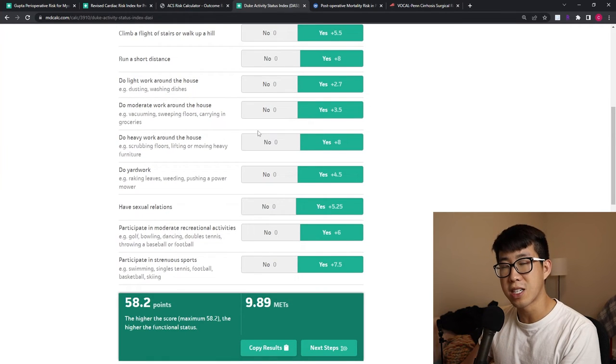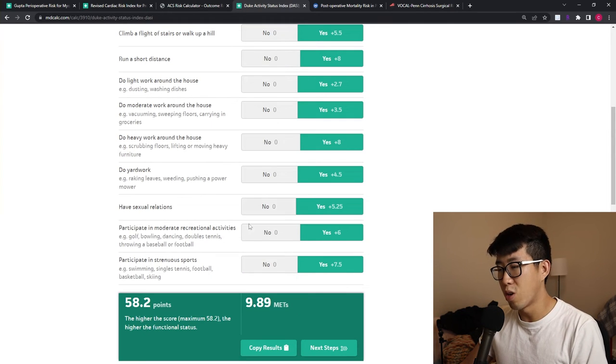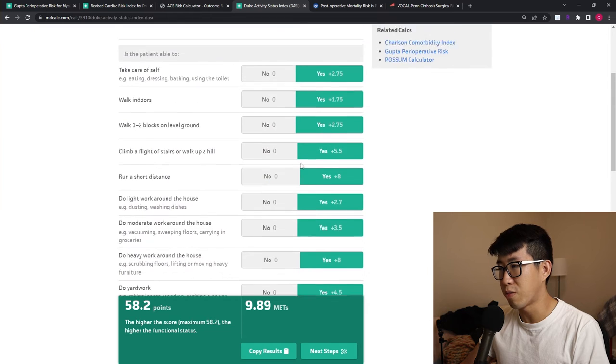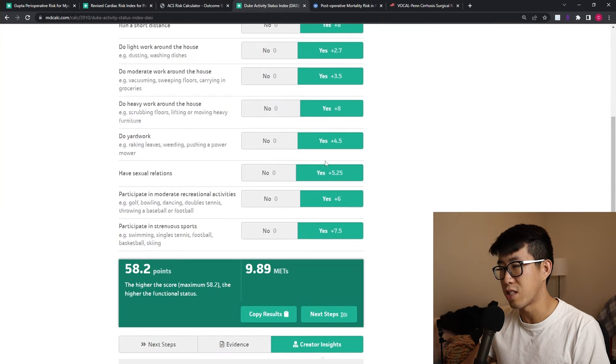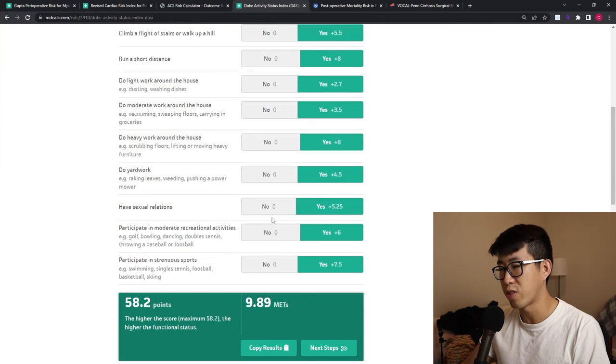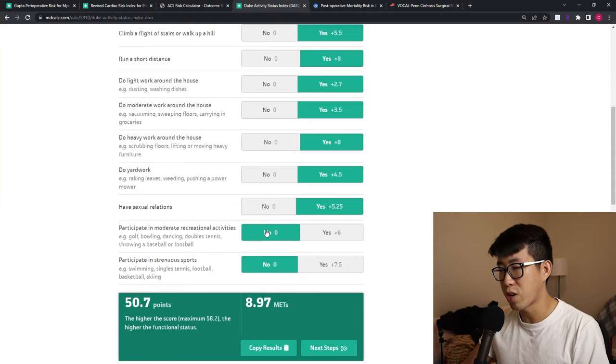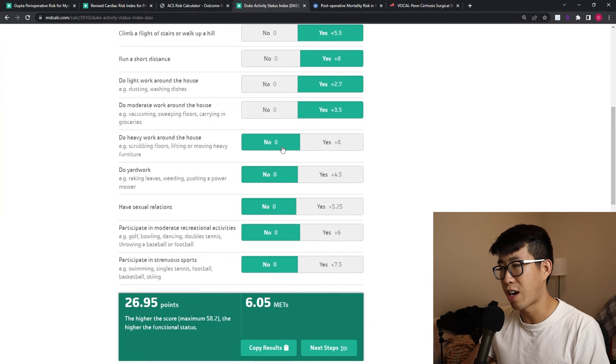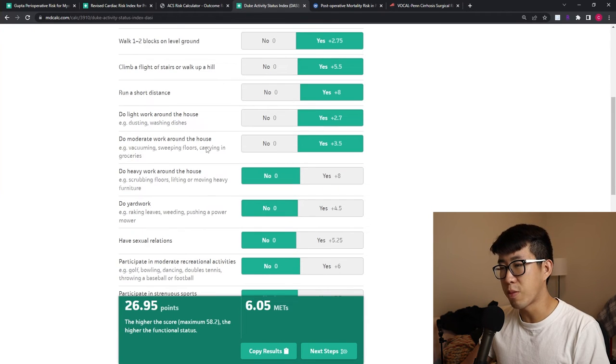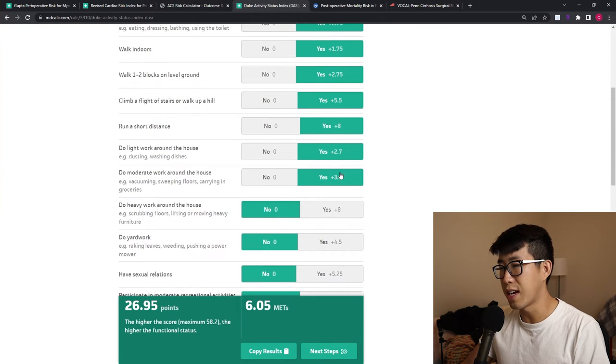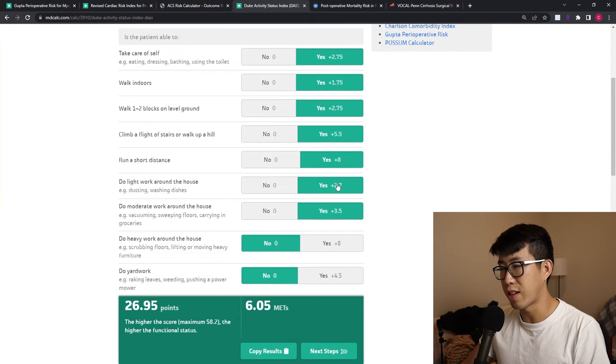Let's say that the patient tells me that they're able to go and shop and get groceries for themselves like 2 blocks away or something. So this is kind of all stratified based on how difficult it is, most of the difficult tasks are further down. So is the patient able to participate in strenuous sports? Probably not. Recreational sports, sexual relations, yard work, heavy work around the house? Probably not. But they are able to carry in groceries and vacuum and sweep floors, so that's going to be a yes. They can do light work around the house.